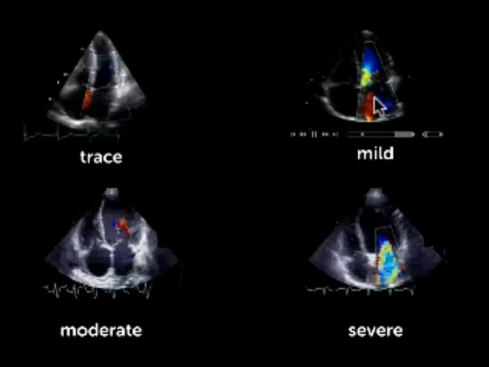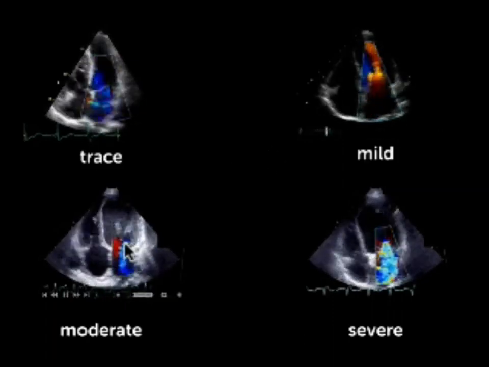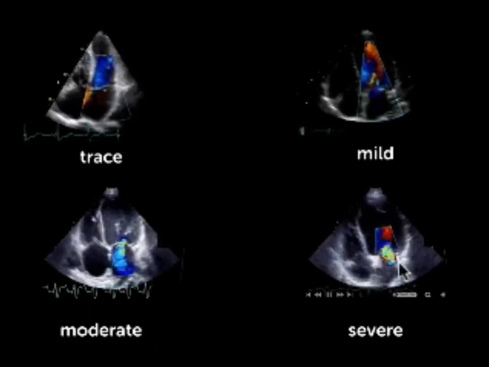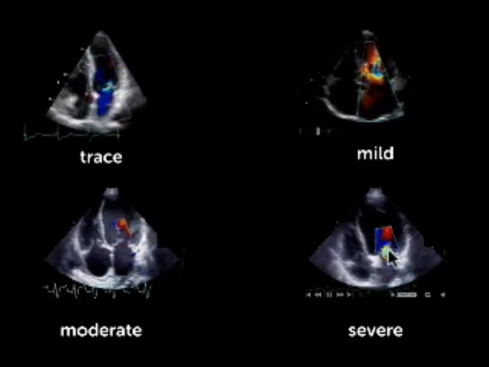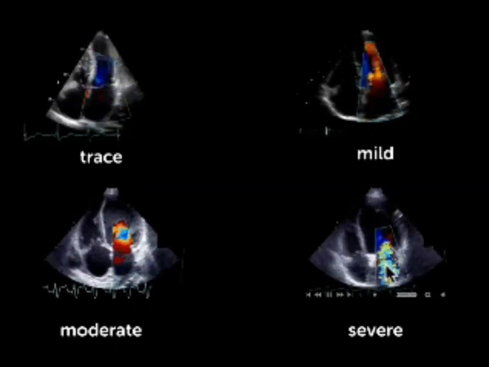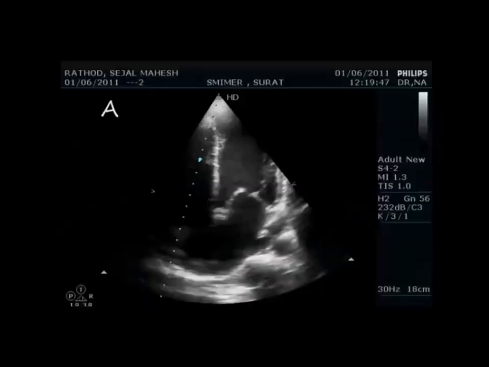In this case, the jet is a bit larger, and even larger here, and very, very large here. Also note that there's a lot of mosaic colors in here, so the velocity is fairly high, which is typical for mitral regurgitation.